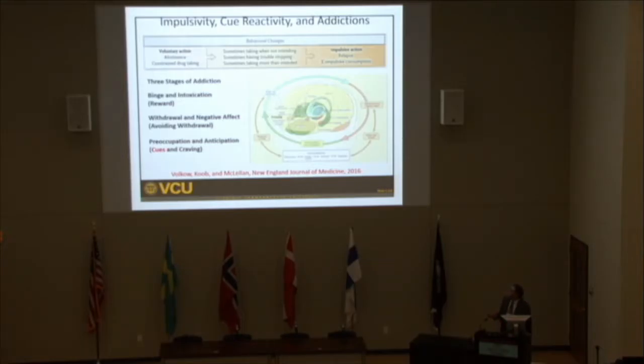And where impulsivity and cue reactivity fit into this, besides the cue reactivity down here, is that you're moving from a voluntary action phase of substance use where you have abstinence or use that's constrained through periods of time, where you go from sometimes taking the drug more than you would like or using more than you would appreciate, to the point where you have impulsive action, relapse, and compulsive drug use. So it goes from voluntary use to this phase, which is really where the addiction comes in.